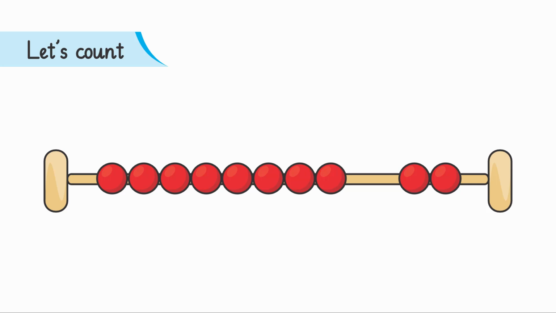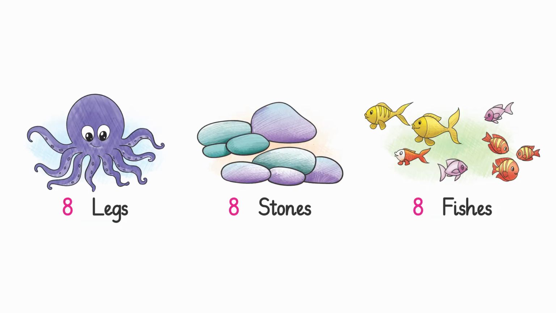Now let's count the beads in the bar on the left side. 1, 2, 3, 4, 5, 6, 7, 8. There are 8 beads. 8 legs of an octopus, 8 stones, 8 fishes.